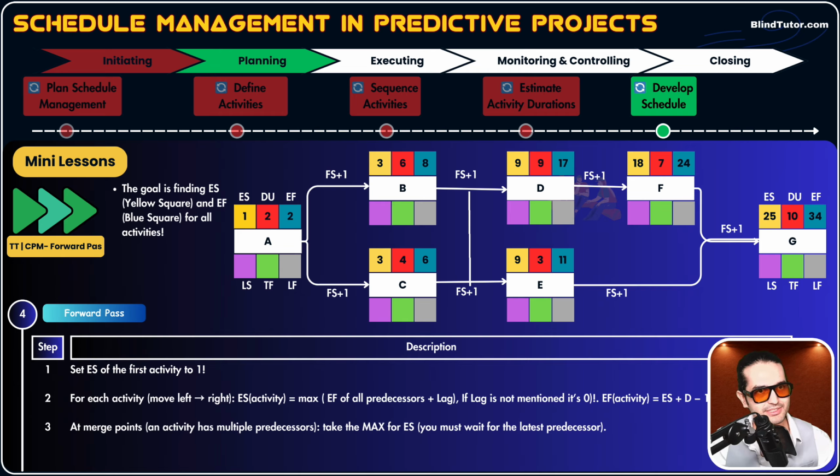How many predecessors does activity F have? Only D, guys. Because E is not connected to F. E is straightly connected to G. Only D is connected to F.